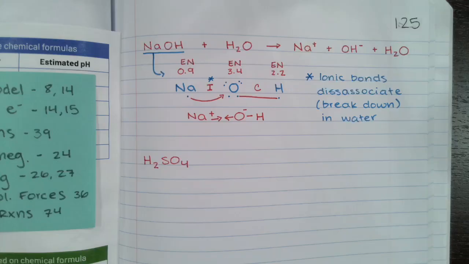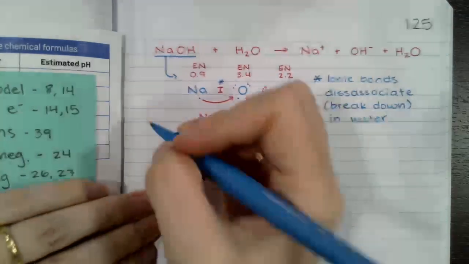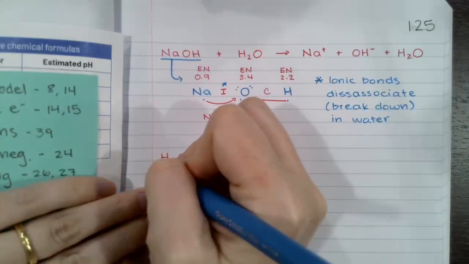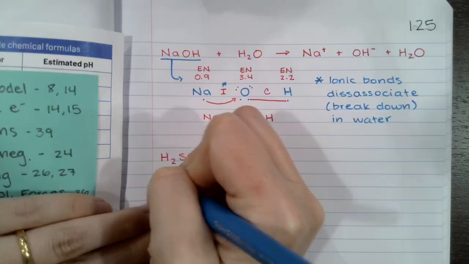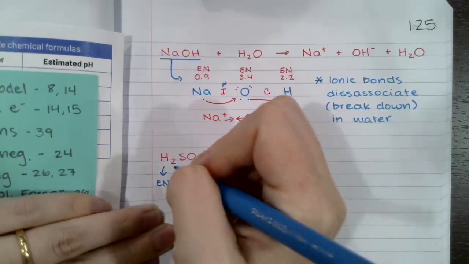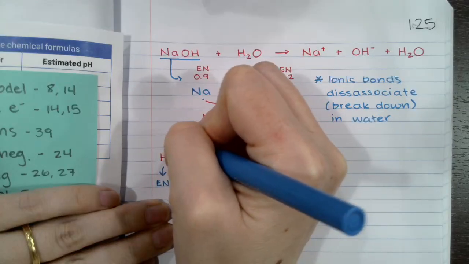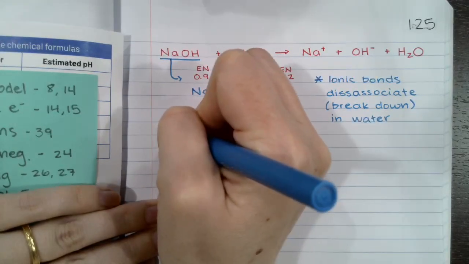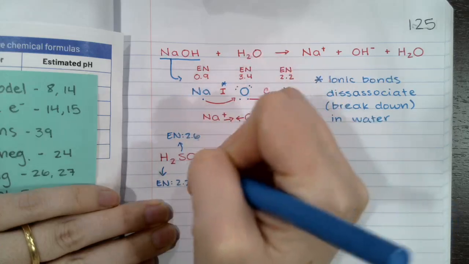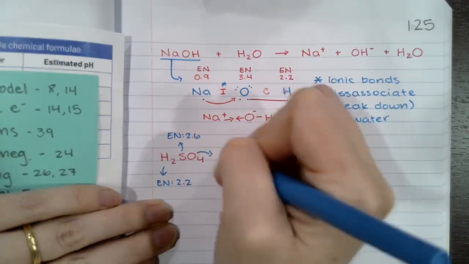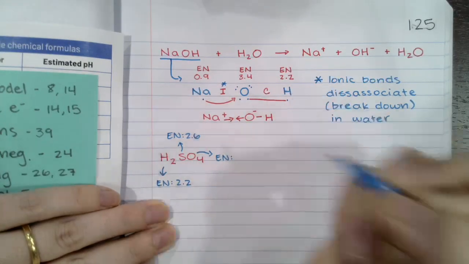All right. Let's look up our electronegativities first this time. I think it'll make our lives a little bit easier. Okay, so the electronegativity for hydrogen is 2.2. How about sulfur? 2.6. Okay, electronegativity for sulfur, 2.6. And oxygen is still 3.4.